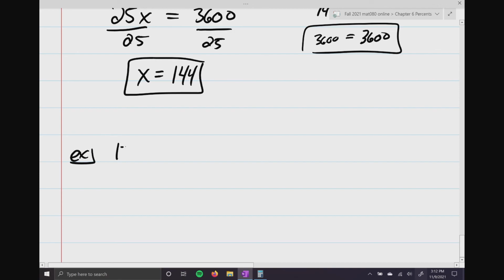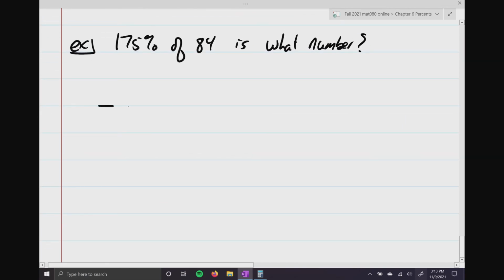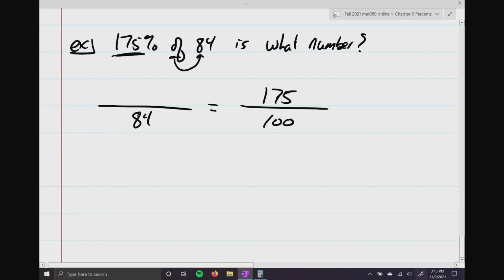So 175% of 84 is what number? Okay, well, like I said, once again, we're going to set up our percent proportion. I see the percent symbol, so 175. I see the word of. I look to the right. It's going to be 84. So process of elimination, what number goes up here? Once again, I'm just going to cross multiply. So that's going to give me 100x equals.